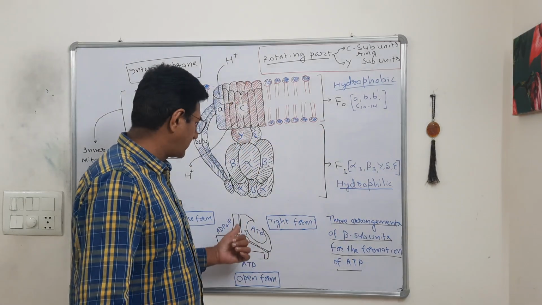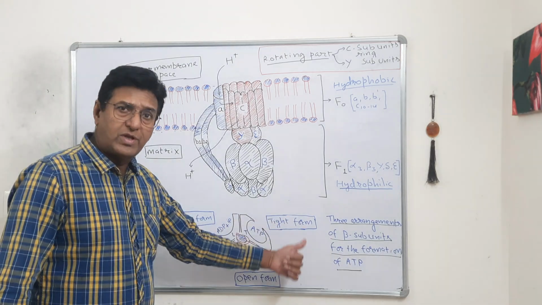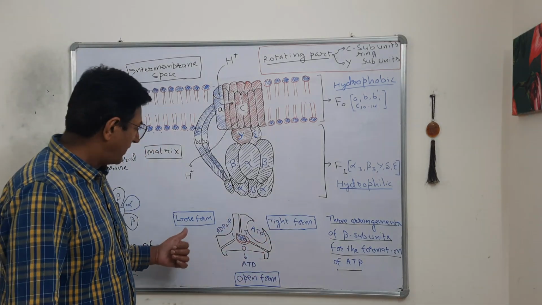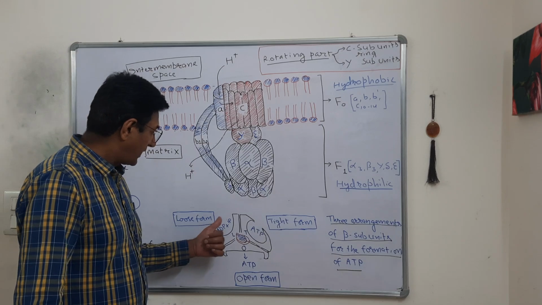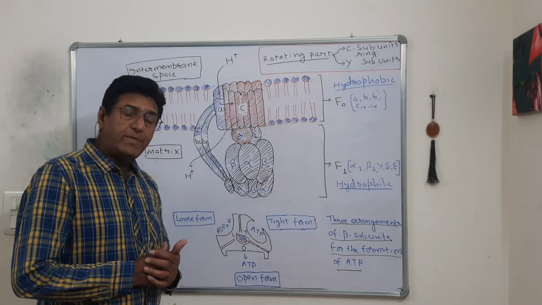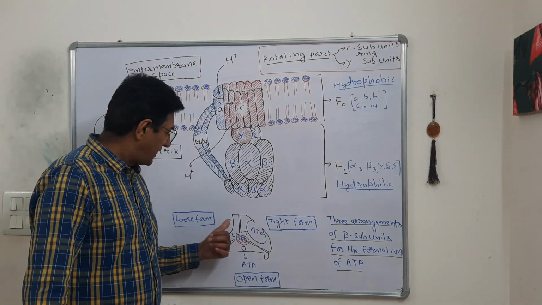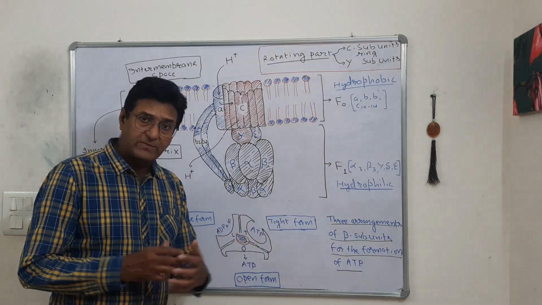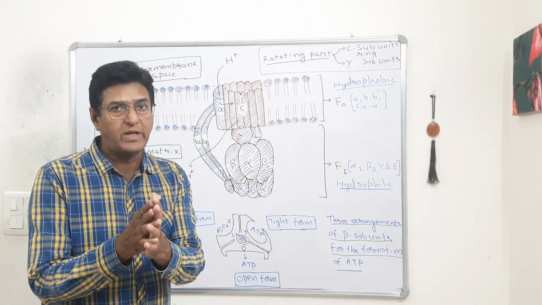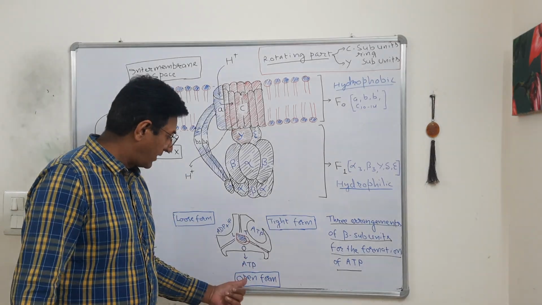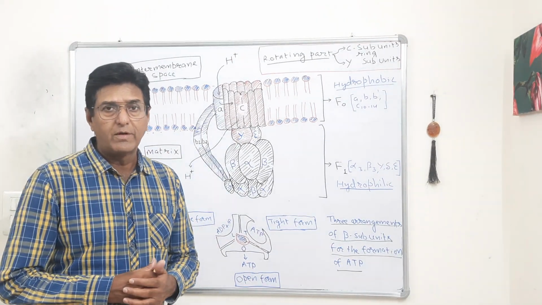And during conformational change, there are three stages of structural change. One is loose form. In loose form, ADP and inorganic phosphate come together. In tight form, formation of ATP takes place by ADP and inorganic phosphate coming close together. And in open form, the produced ATP is released into matrix.